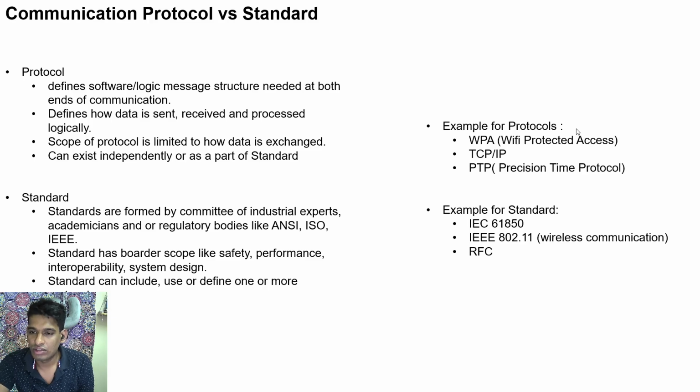Some examples of standards and protocols: we are using Wi-Fi. The Wi-Fi standard is IEEE 802.11, which mentions how much power you can transmit, what spectrum you have to use, and what performance criteria you have to meet. That is what a standard is, and WPA is a protocol. Wi-Fi Protected Access is an authentication protocol. When you're logging into a Wi-Fi, you use WPA. That is a part of the protocol that you use when you log in to a Wi-Fi device.